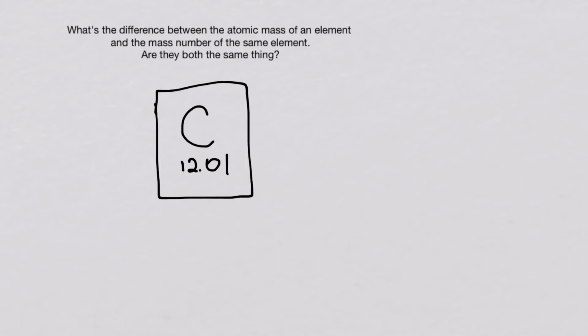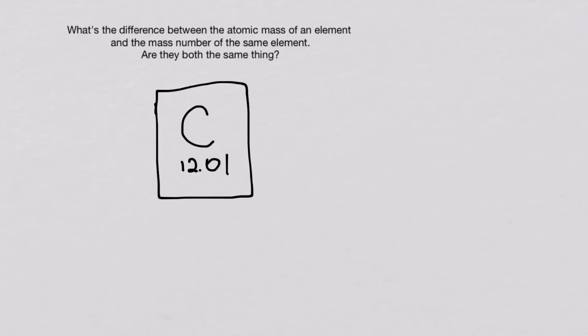Atomic mass of an element is a number that you find on the periodic table, always written underneath the chemical symbol. I'm just giving carbon as an example here, and the periodic table will tell us that carbon on average weighs about 12.01 atomic mass units. So that is the atomic mass, or sometimes called the average atomic mass, of carbon, but that is how you find that number for generally any element in the periodic table.